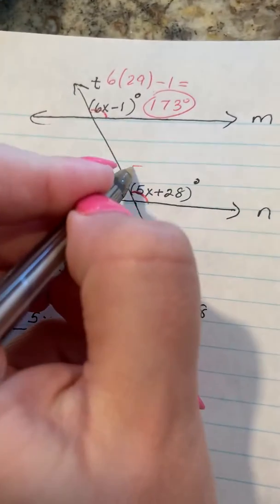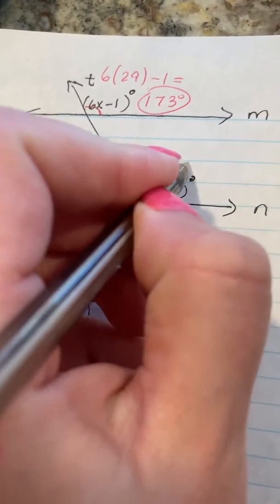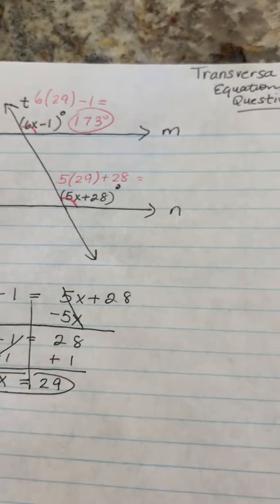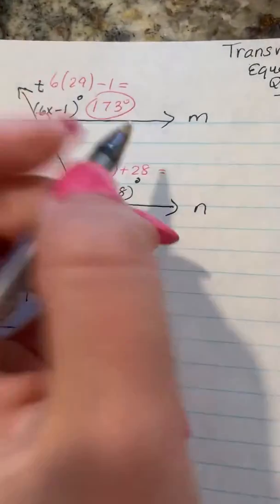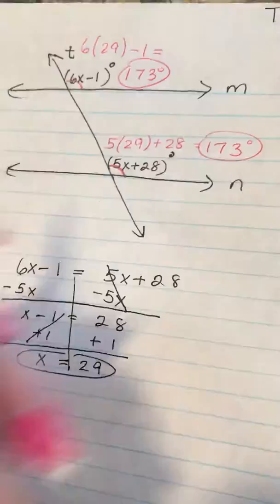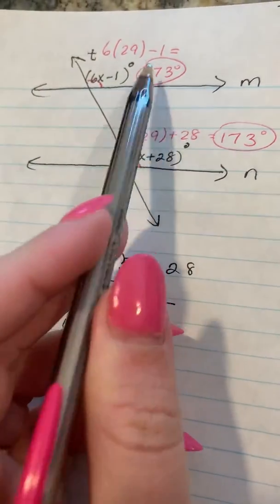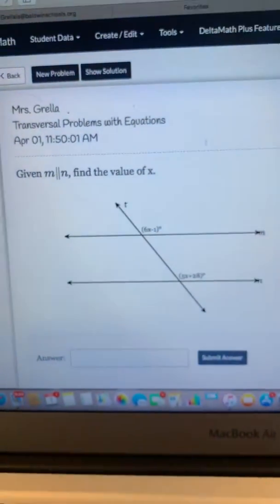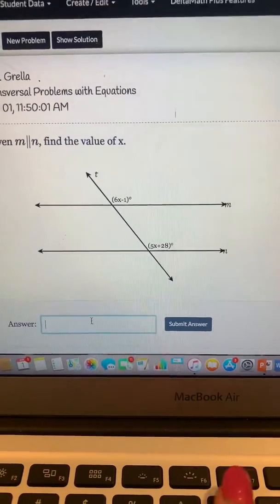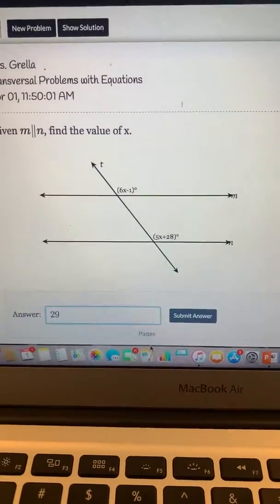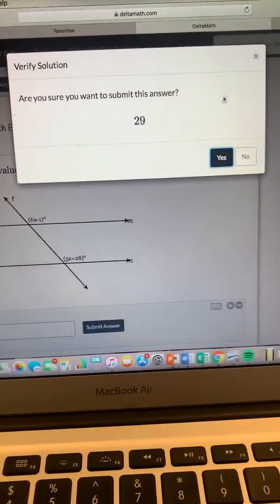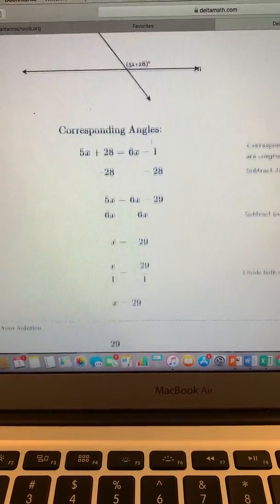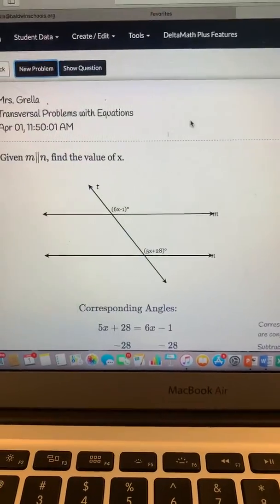We could do 5 times x, which is 29. So 5 times 29 plus 28. If I use that calculator for that, that would also give me 173. So that makes sense. If they wanted the angles themselves, then you would substitute the value of x. But since Delta only asks for the value of x, we would just give them that x is 29. So 29 is our answer. We want to submit it, yes. And it's correct. And then they show you again, since they're corresponding angles, the process of solving.